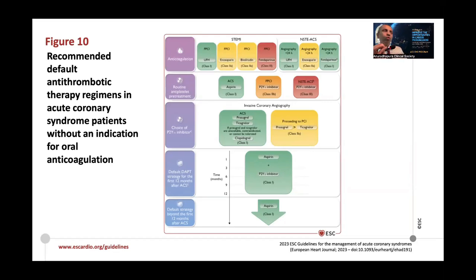So then you give aspirin and a P2Y12 inhibitor for a minimum of 1 year, and then aspirin afterwards. But of course, in our setting, clopidogrel is a good drug. Clopidogrel has problems, but we generally use clopidogrel in about 99% of our patients.